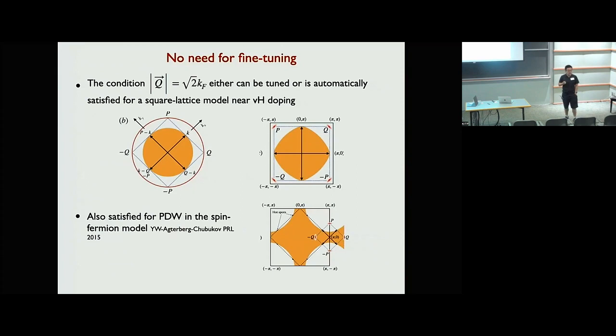And your question is whether this remainder charge-4e Fermi surface can be subject to further instability. And the answer is yes, which we studied in the first paper. It turns out this remainder Fermi surface can go into pairing themselves. And the symmetry that's broken would be from Z4 to Z2, which is even lower.